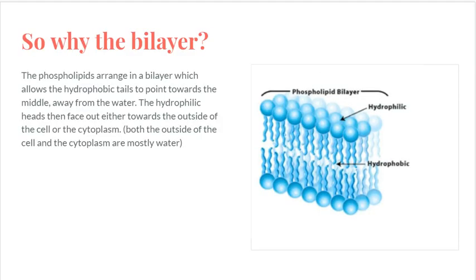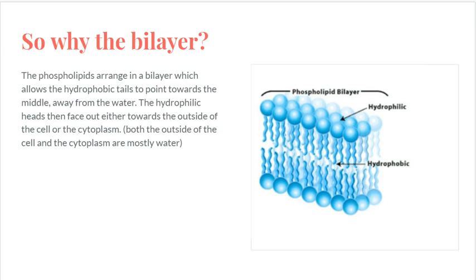And so this is why phospholipids form a bilayer, bi meaning two, because it allows the hydrophilic heads to be facing water and the hydrophobic tails to be pointed away from the water. So both are happy. Of course, they don't actually have emotions, but you can think of it that way.